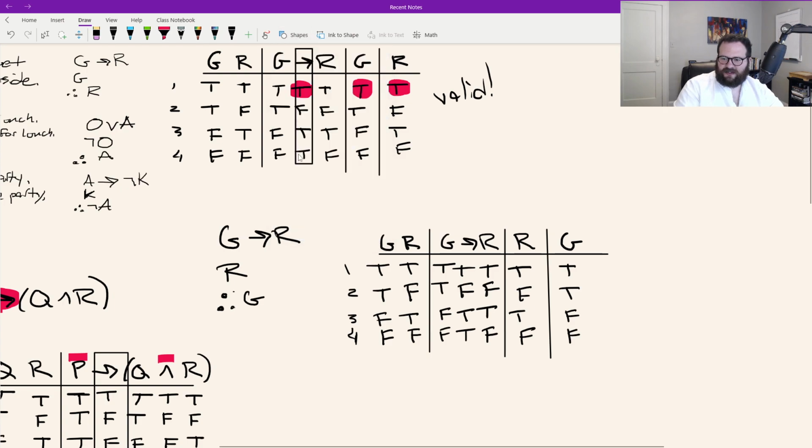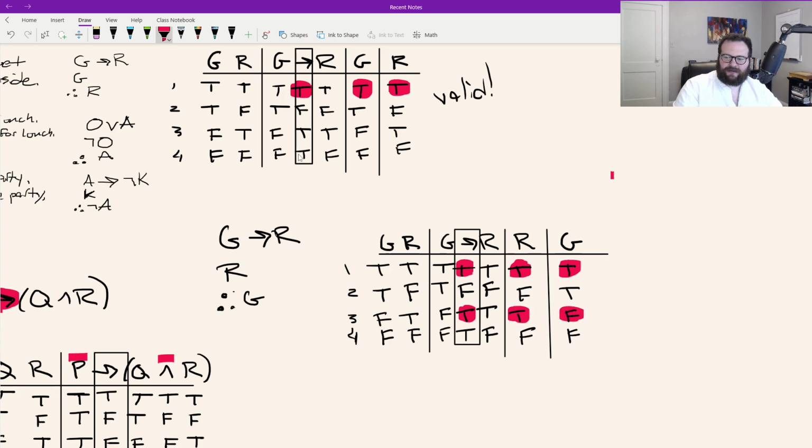Let's give some kind of indication that this conditional is the main connective for this column. And now we can check. Is this argument valid? Well, we're going to look for all the rows where the premises are true. Okay, those are the only ones that are relevant. On this row, the first premise is true and the second premise is true. But the conclusion is also true, so that's fine. Okay. On row two, this premise is false. So row two is irrelevant. Doesn't matter. On row three, this premise is true and this premise is true.